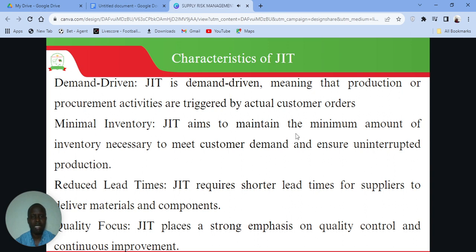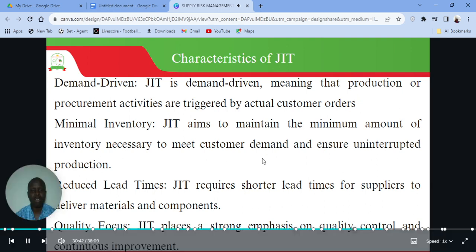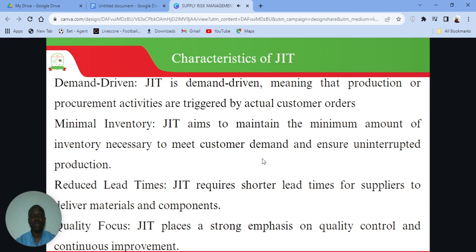So we have various characteristics of the just-in-time method. Number one, it is demand-driven. That is what we have just said, that production or procurement activities are triggered by actual customer orders. Minimal inventory: JIT aims to maintain the minimum amount of inventory necessary to meet customer demand. Reduced lead times: JIT requires shorter lead times for suppliers to deliver materials and components. And also quality focus: just in time places a strong emphasis on quality. So you cannot afford to compromise on quality if an actual customer places an order. You have to be very keen when you are using the just-in-time method.